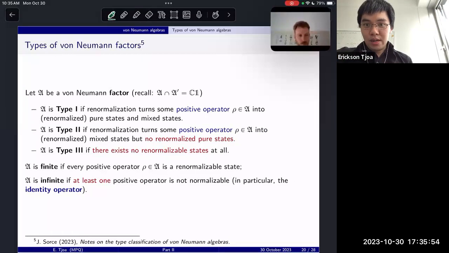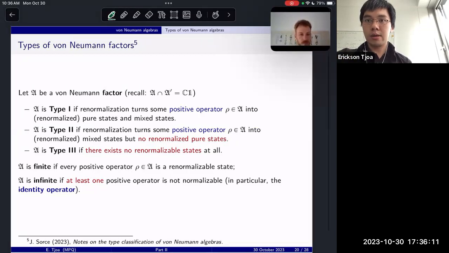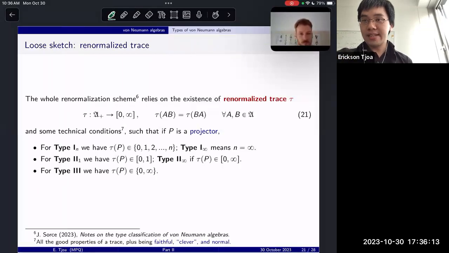And I hope if you want to know more about this, please look at the lecture notes I put on the citation. But this is actually a very different way from how people normally explain type 1, type 2, and type 3 von Neumann algebras, which, if you have ever heard about it, is in terms of the existence of some projectors on the algebras. And the way you make this connection is exactly because of the trace.